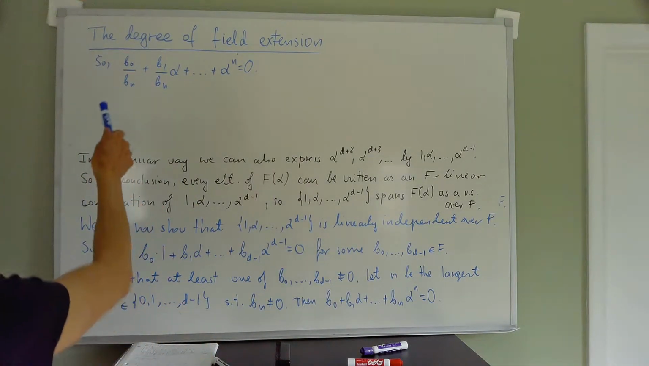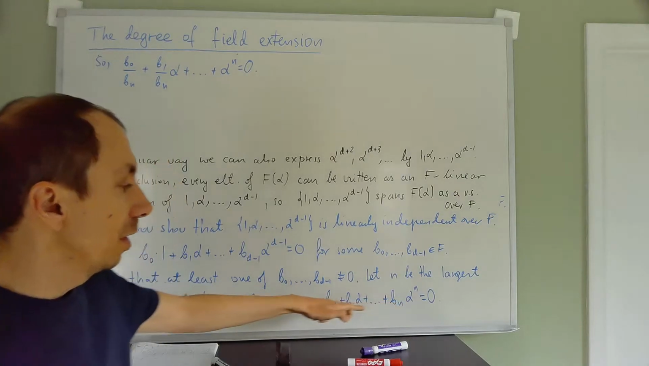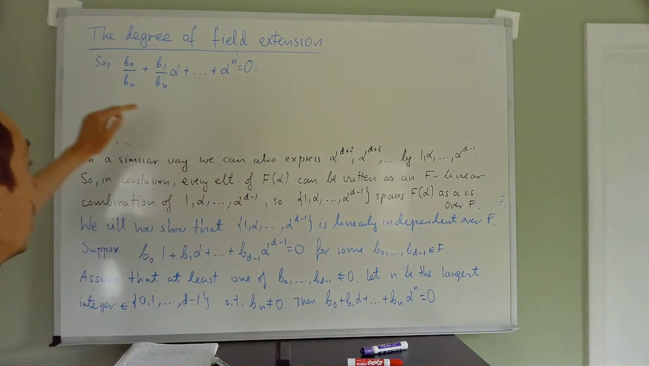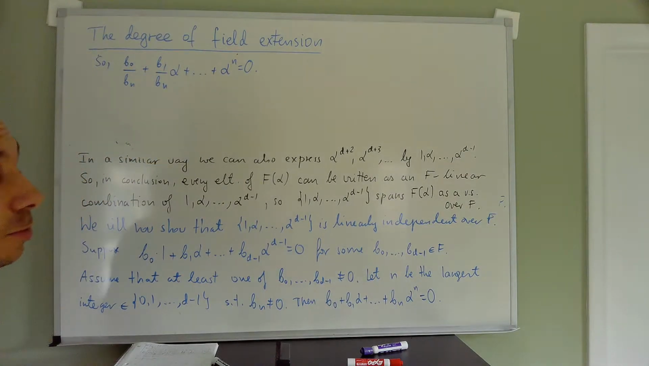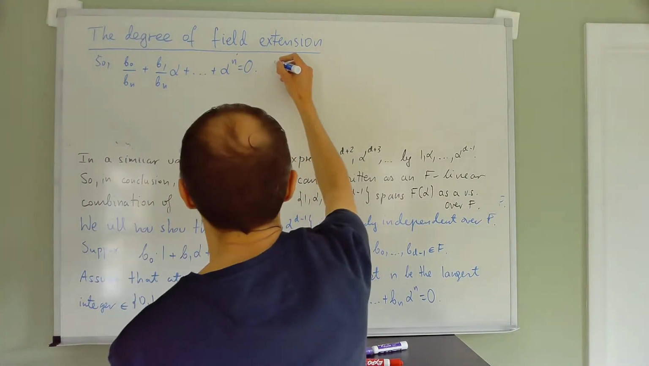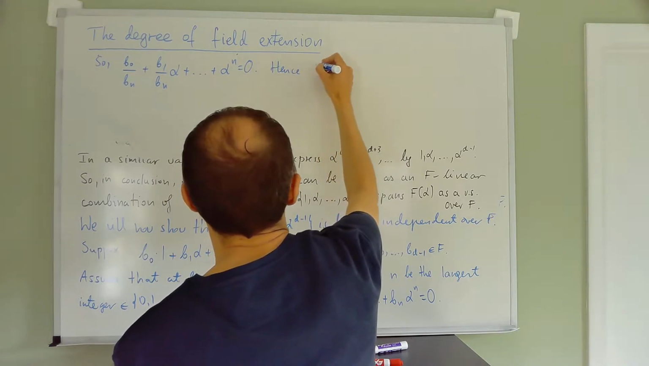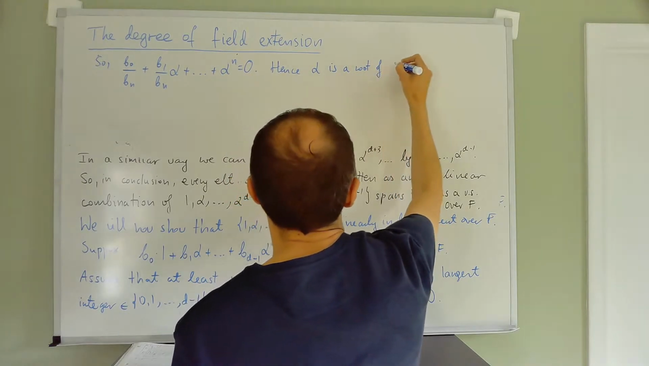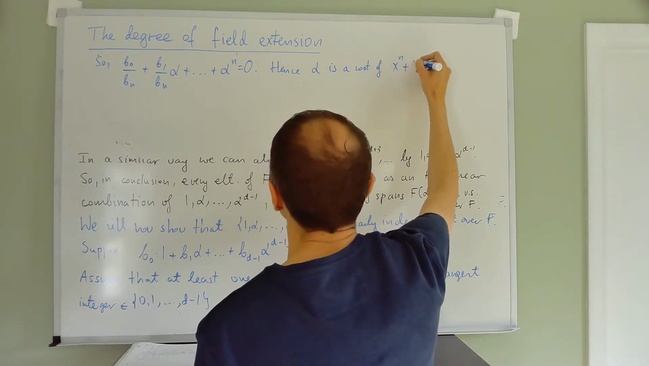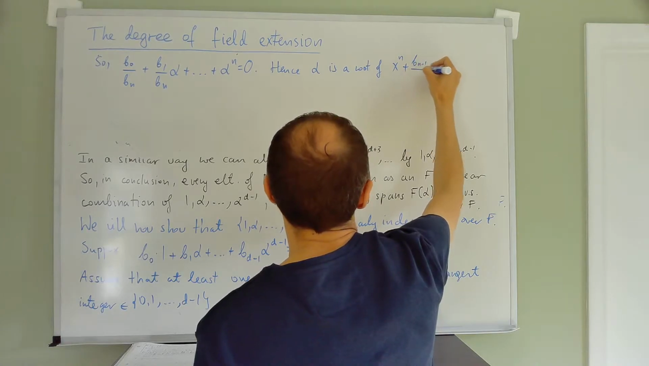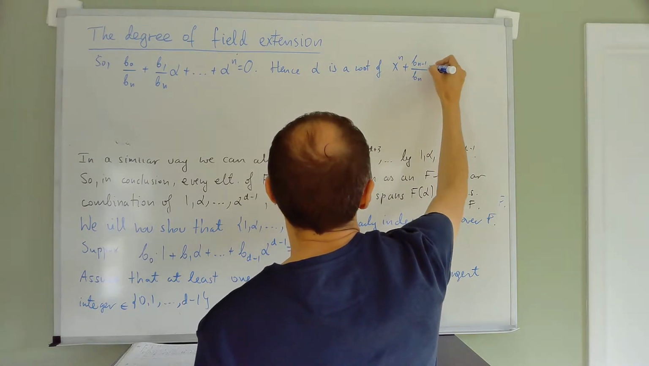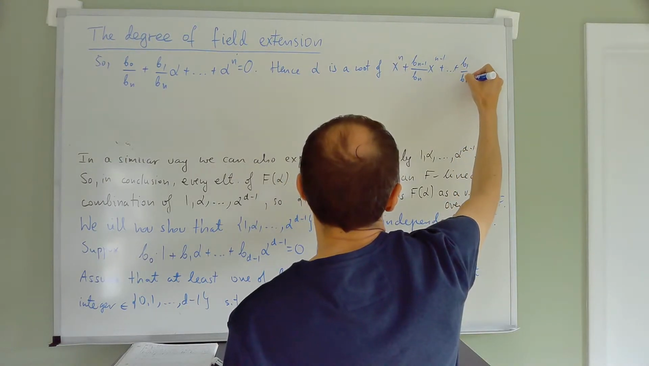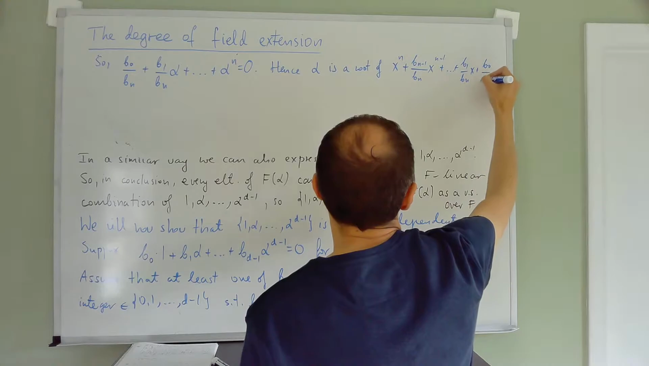So we finished by saying that if I take this polynomial and divide by the leading coefficient, which is non-zero, by this expression, then I get this to be 0. So hence alpha is a root of x to the n plus b_{n-1} over b_n x to the n minus 1 plus dot dot dot plus b_1 over b_n x plus b_0 over b_n.